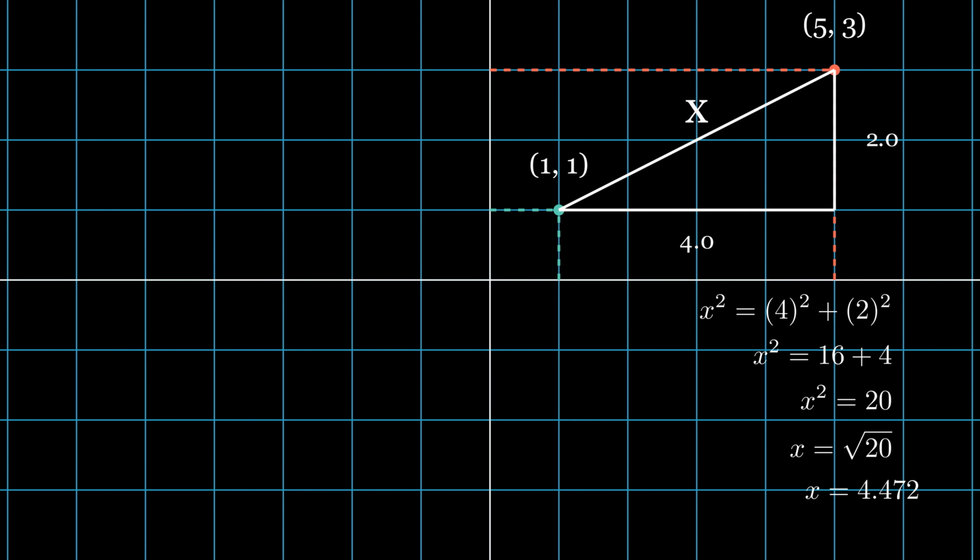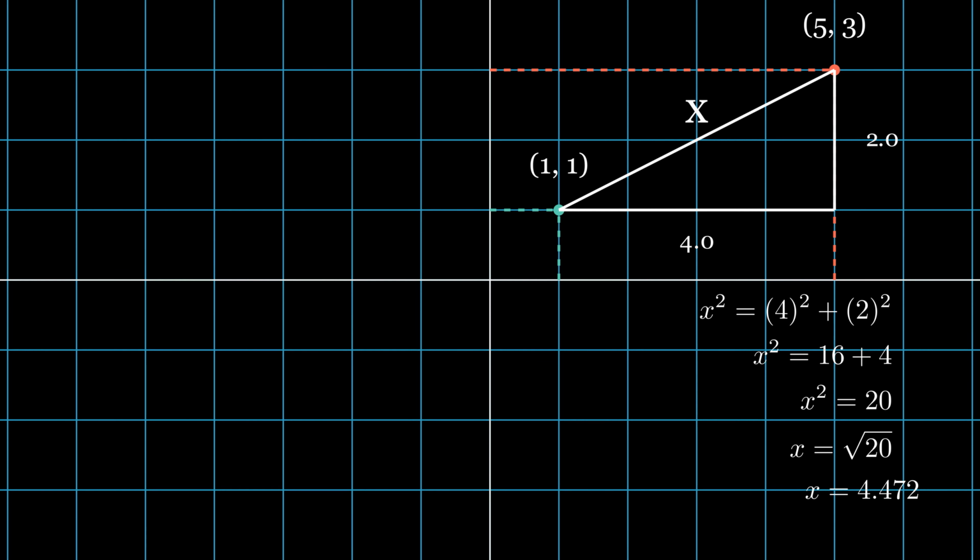So by using the Pythagoras theorem, we have found the distance of that line to be 4.472. This is the distance between our points. So what you have just seen can be generalized in a formula like this. This is also known as Euclidean distance, which is a popular formula. This Euclidean distance is also known as L2 norm.